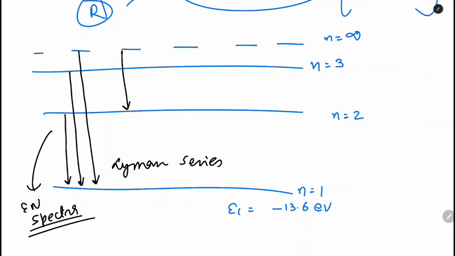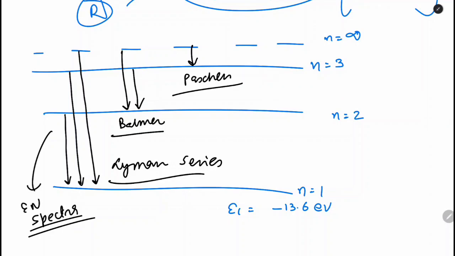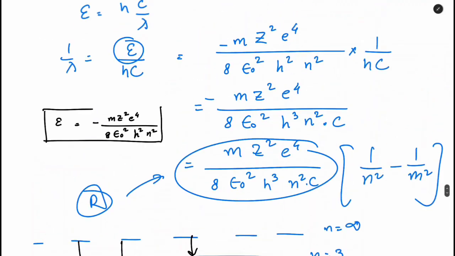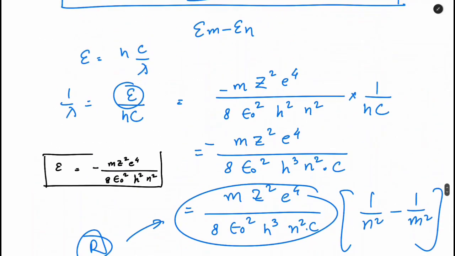If they fall from infinity or from n is equal to 3 to n is equal to 2, it is called the Balmer series. So like this there are various names. For n is equal to 3, it is called Paschen. These names are not important. We have looked at the derivation, how this equation arises, and how the formula for wavelength comes. So this was the basic gist for today. I think you have understood it. Thank you.